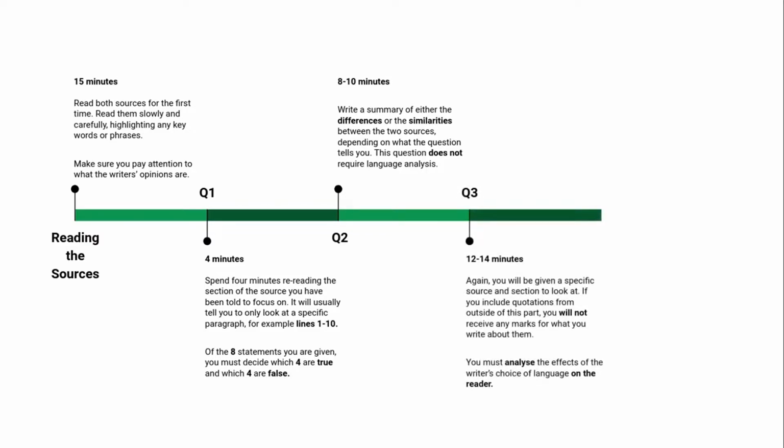Question 3 is 12 marks, and so you will spend between 12 and 14 minutes doing it. Again, you're going to be given a specific source, so A or B, to look at. And if you include quotes from outside of this part, i.e. the line section that you are told to look at, you will not receive any marks for what you write about them. So it's important that you look closely at what you've been asked to write about.